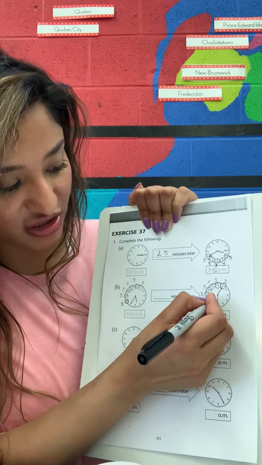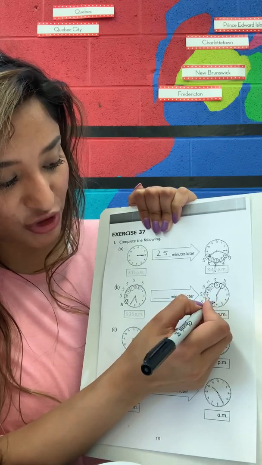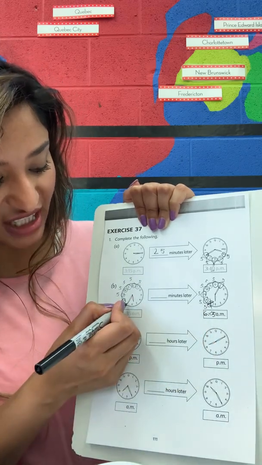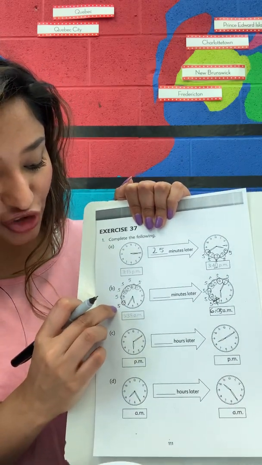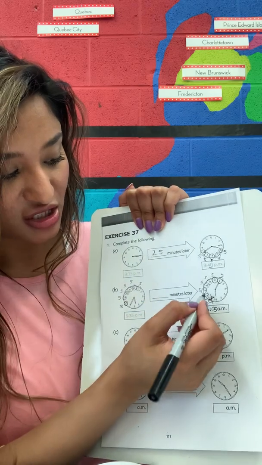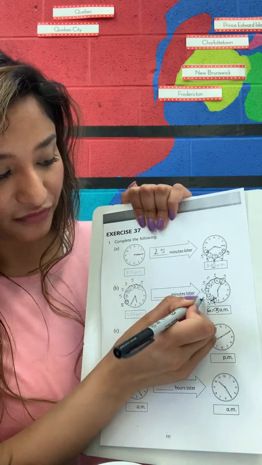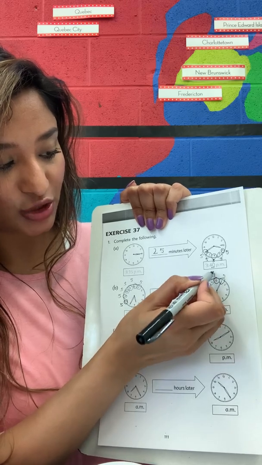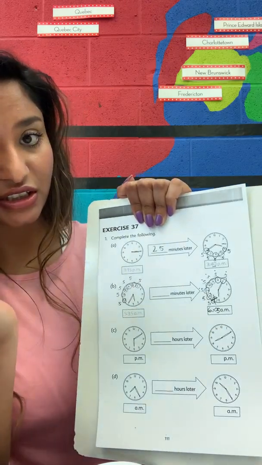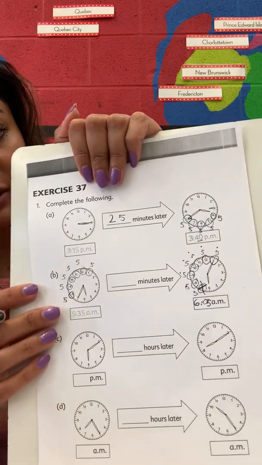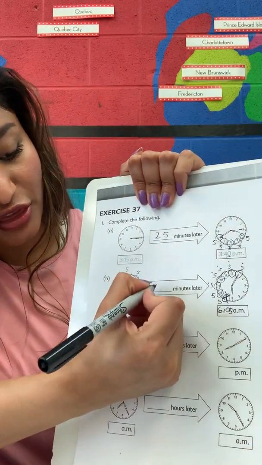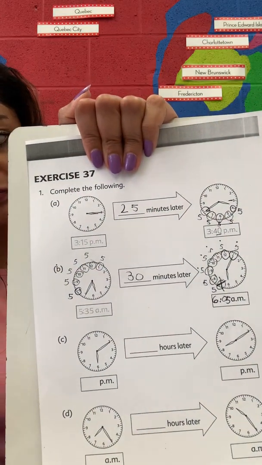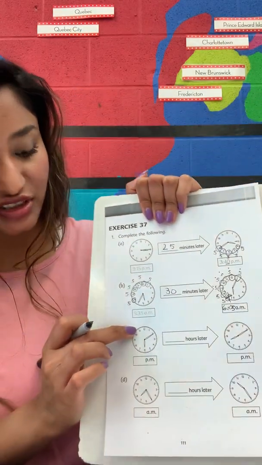Oh, sorry. This shouldn't be counting because we should start counting. Sorry, grade 3, do not count from 7 because that's where our clock is. We're going to start counting from 8. Okay? So 5, 10, 15, 20, 25, and 30. So how many minutes later? 30 minutes later. Okay? Let's go ahead and do the next one.